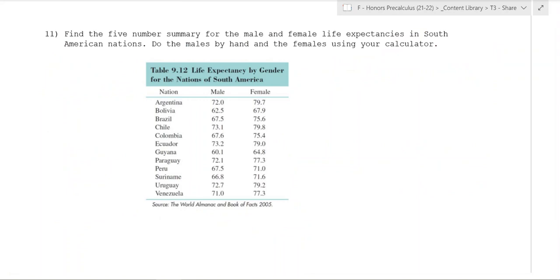And here's another data set. Find the 5-number summary for the male and female life expectancies in South American nations. Do the males by hand and the females using your calculator, or do both. Whatever you'd like to do, that's fine. And let's see what this data comes out to be.